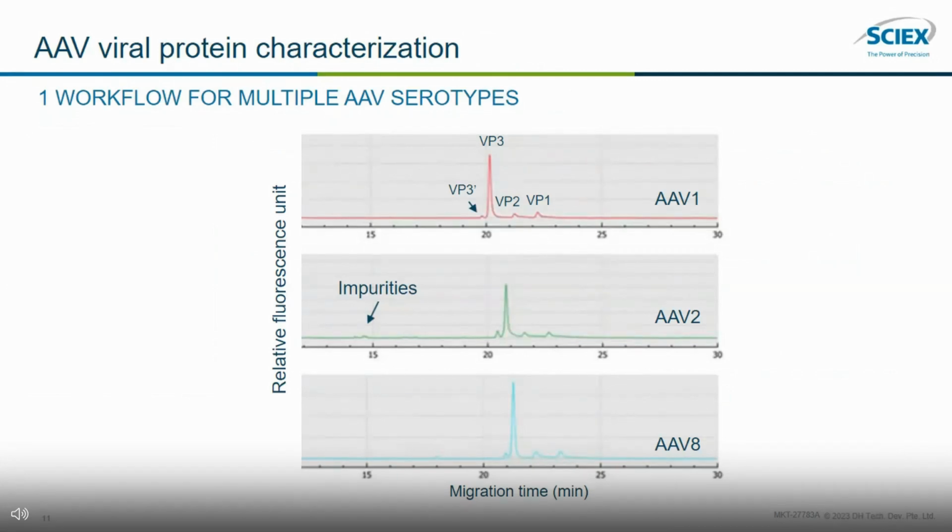Here, we have the analysis of capsid proteins from AAV samples of different serotypes using the same CE-SDS-LIF workflow. Samples of 3 different serotypes, AAV1, AAV2, and AAV8, were analyzed on the BioPhase 8800. We achieved baseline resolution of VP1, VP2, VP3, and VP3 prime, which is the VP3 variant, for all 3 serotypes, for all 3 samples, and we can also detect the presence of impurities as seen here for AAV2 on the left side. These results demonstrate that the same workflow can be used for the analysis of multiple AAV serotypes and that this workflow is serotype independent.